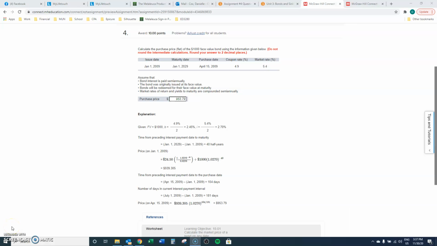Okay, I had a student ask if I could do a video showing question 4 on the assignment for chapter 15. So we are asked to calculate the purchase price of a $1,000 face value bond using the information given below. So we're going to use the bond worksheet.